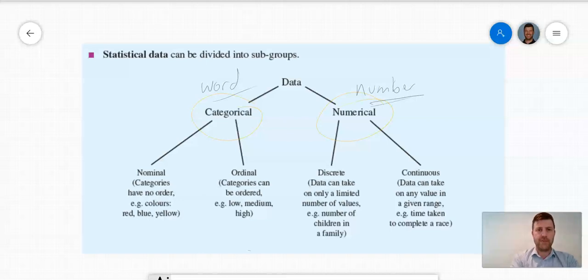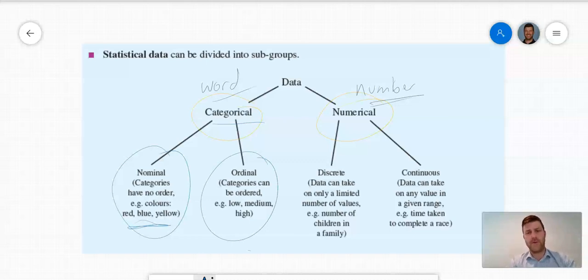Now, categorical can be split up into two further categories, nominal and ordinal. Nominal basically means that there is no order. So, for example, it might be, what color car do you have at home? And there's no connection or order between those responses. So it's nominal categorical data. With ordinal data, there is an order or some relationship in terms of order between those responses. The example here is low, medium, or high. But there are other sorts of examples, and you'll be able to work through those questions today.